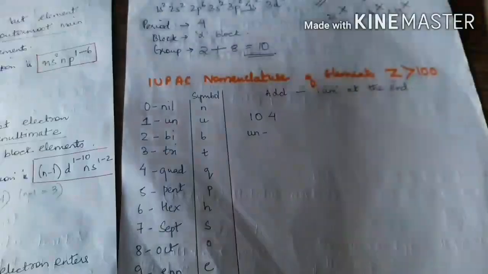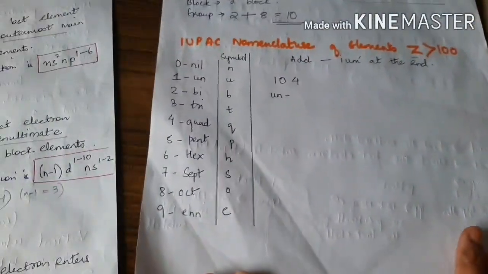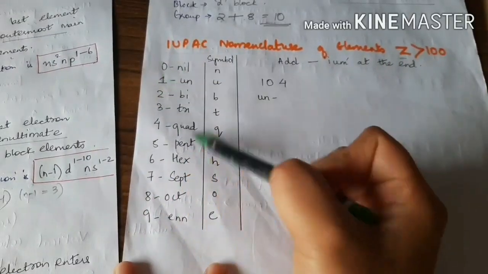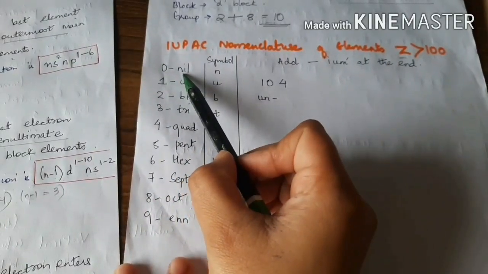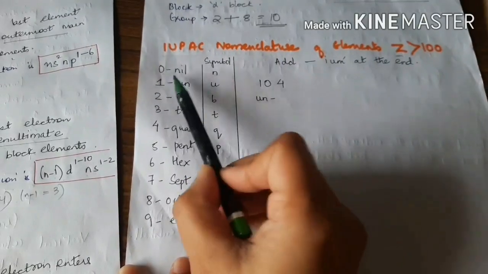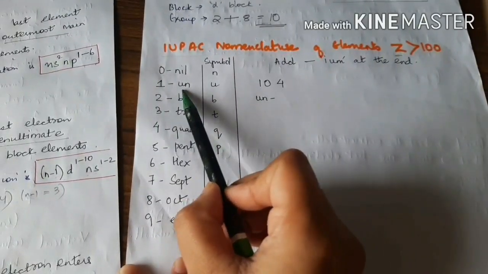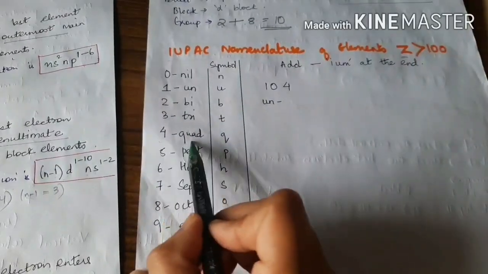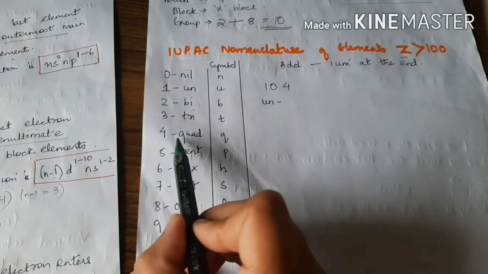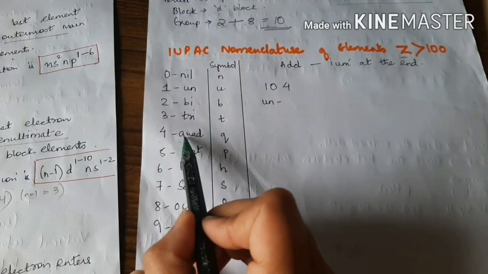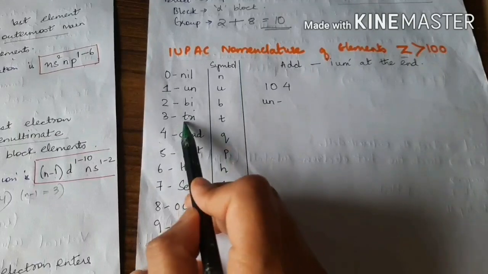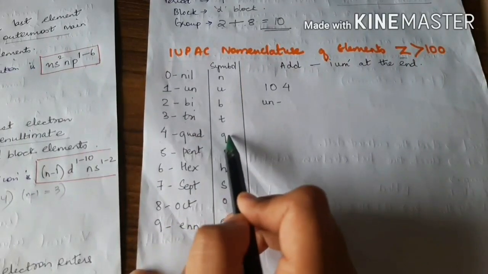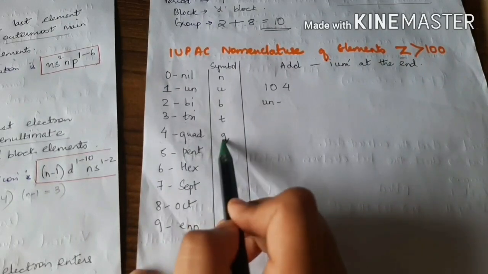Now let's see how to find out. First and foremost, you need to memorize this. 0 is nil, and the symbol here is N. 1 is un, U. 2 is bi, 3 is tri, 4 is not tetra, it is quad, Q. Why is it quad and not tetra? Because for tri we have taken the symbol T. If you write tetra, it will be T again. That is why we have written quad, Q.